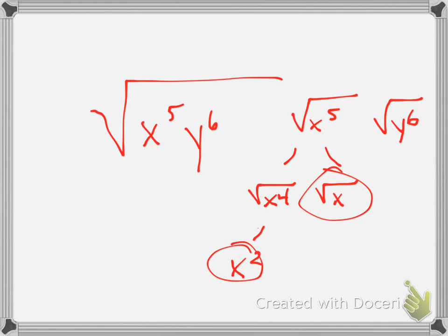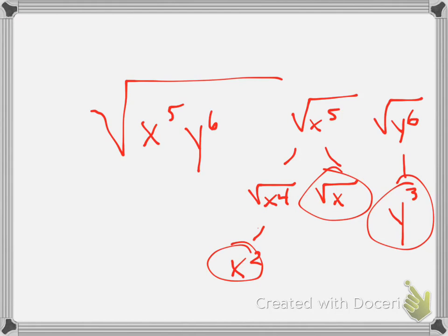Y to the sixth, okay? That exponent of 6 is an even number, so I know this is a perfect square. So what I do to find the square root, I'm just going to cut that exponent in half, so y to the third, because I know that y to the third times y to the third, keep the base, add the exponents, gets me y to the sixth, which is in my radical.